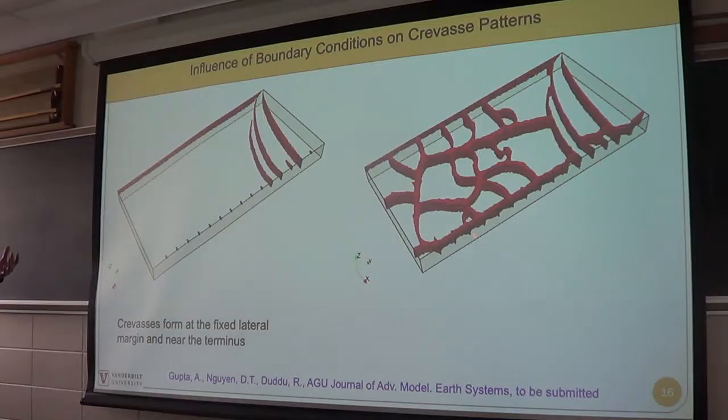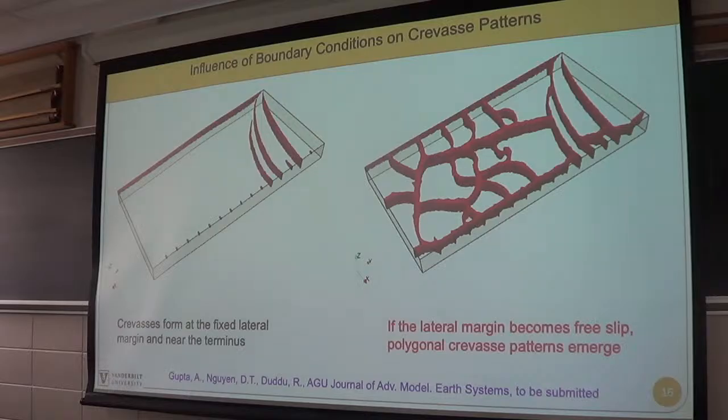The next thing we want to do is change the ice thickness and see if there is some kind of characteristic size relationship between the ice block size and the ice thickness. Maybe we'll find something interesting there, or maybe it's just a chaotic process. We don't know, right? The takeaway from this is that crevasses form at fixed lateral margins first, and then they have these curved fractures near the terminus. But if you change this boundary condition to free slip, then you get these polygonal crevasse patterns.